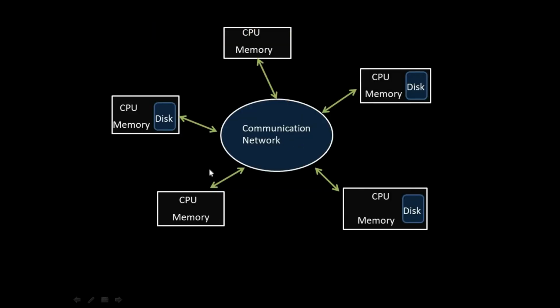So here we can see what a distributed system looks like. These square boxes represent various clients. Each client has its own CPU, memory and disk, while you have a communication network in the middle, which is a means for them to communicate.